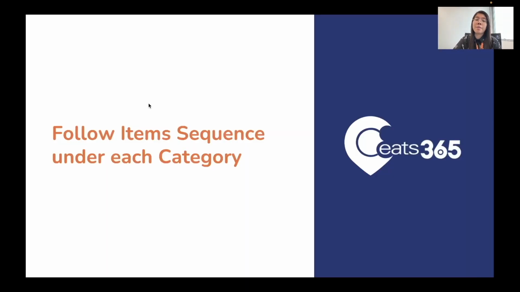Next, let's discuss the follow item sequence feature under each category. When this setting is enabled, the items will display according to your predefined category in the KDS, expedite, and also printing. And if you disable this setting, then the items will display according to how you select them on the POS. And I know that it might be quite hard for you guys to visualize this from my explanation. So perhaps I'll use the POS and my preprint order ticket to show you and give you a clearer picture on how this feature works.